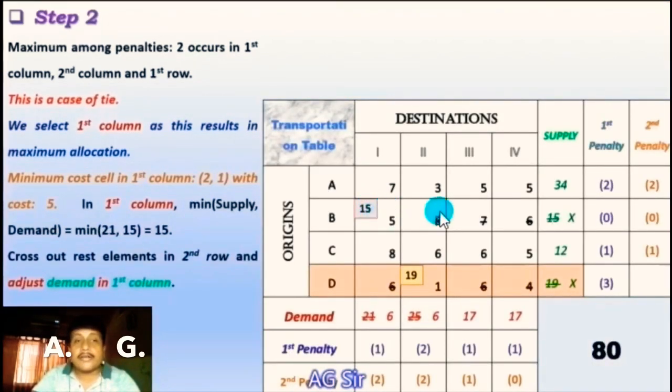Therefore, we have already consumed all the supplies available along row 2. We delete the rest of the elements in this row. We also adjust the demand that you have at destination 1. From demand of 21, we have already sourced 15. So the left out is 6 units of demand for destination 1. This is about step 2, and let us now move to step 3.